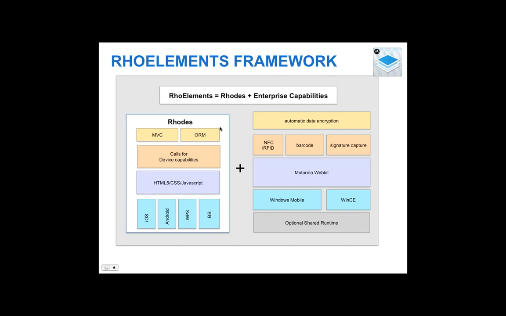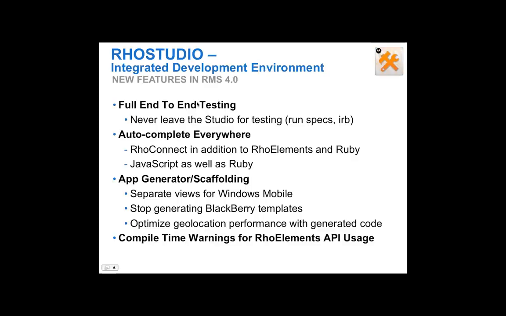Now, this is Rhodes, so if you need any of the following features, then you will want a Rho Elements license. It's things like automatic data encryption, NFC or RFID, barcode or signature capture, use of Motorola WebKit, and then even support for Windows Mobile or WinCE. That would drive you to use Rho Elements. So just worth a little bit of extra clarification of that.